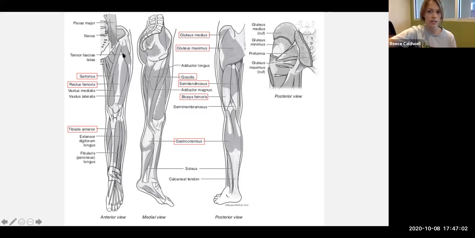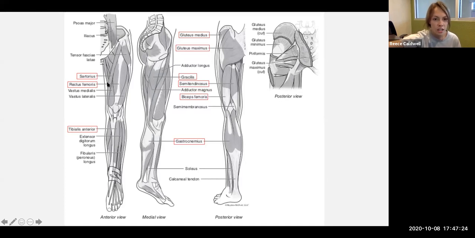Next to the sartorius, we have the gracilis, which is a big muscle of the inner thigh that is located right here. If you go to the gym, you can find a lot of machines that focus on the gracilis, like the hip abduction and adduction. Those will work your gracilis pretty hard.